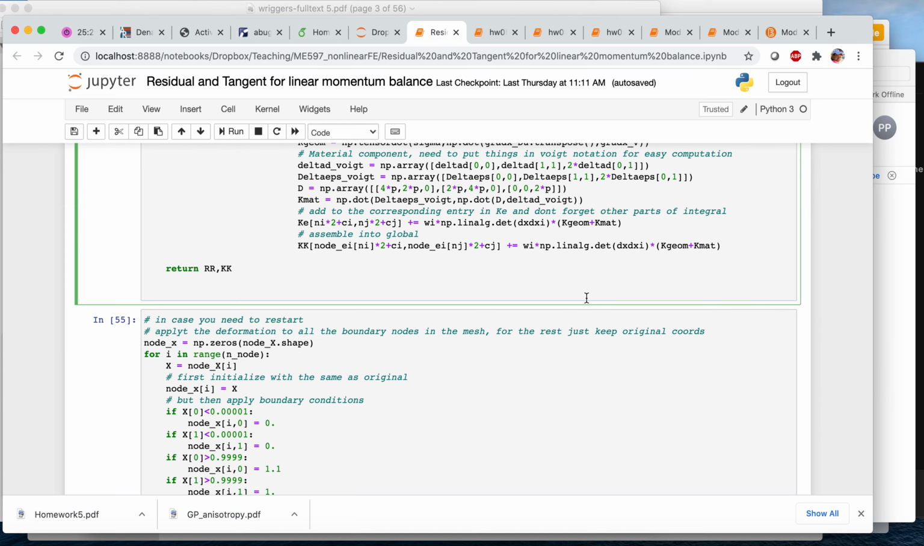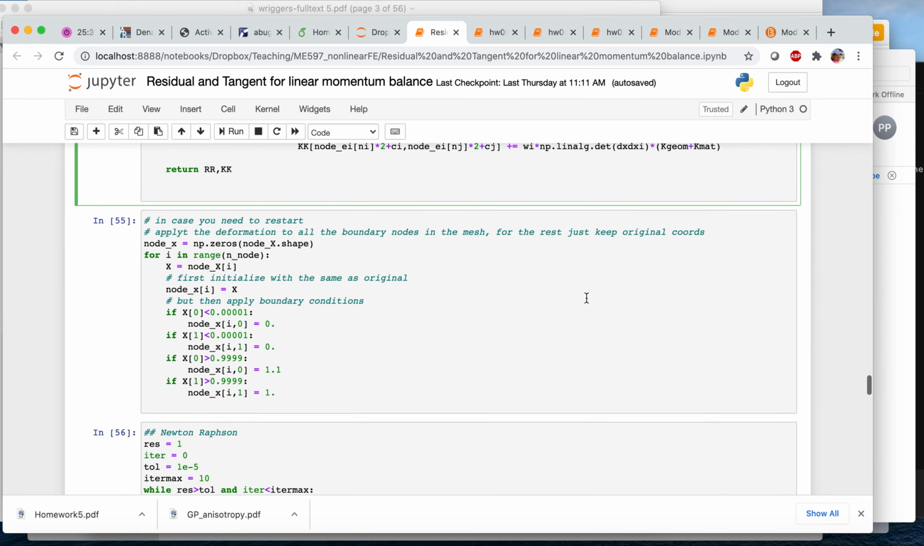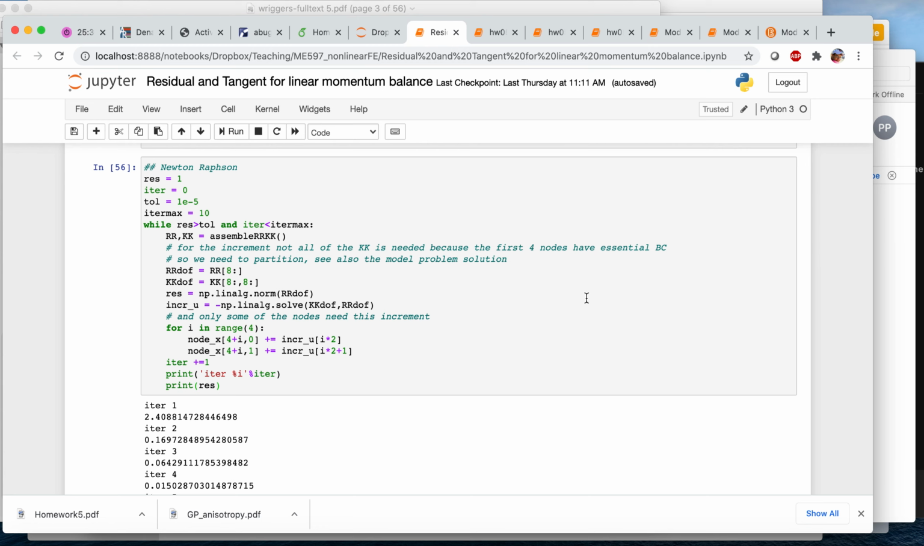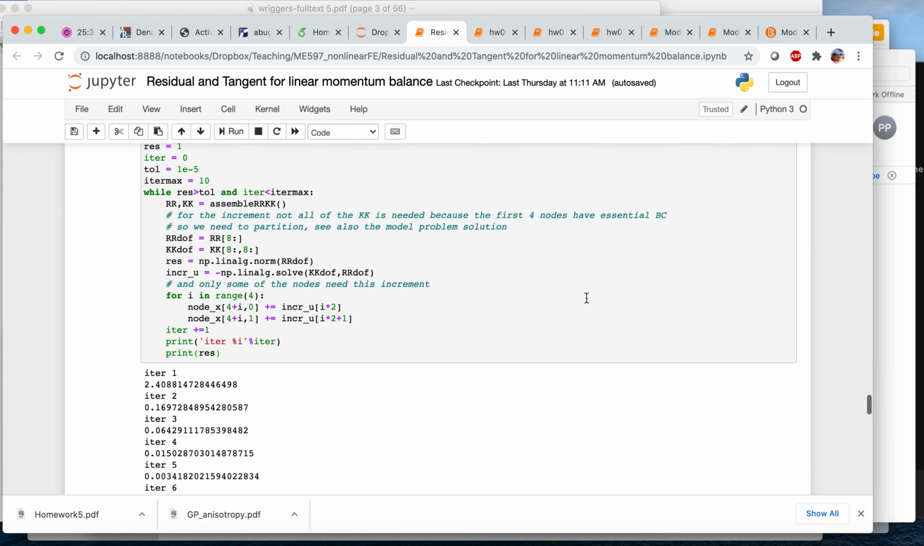And I can go over this more slowly in class. All right, so this is if you just need to redo. And so if you run the code, what does the Newton-Raphson code require? You evaluate the residual and the tangent. You have your initial guess.